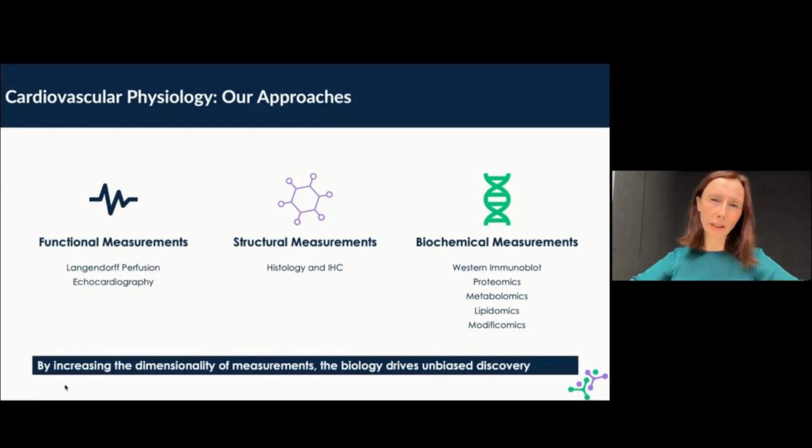Okay, and the thing that we like to consider is that anytime we can increase the dimensionality of our measurements, that's taking multiple measurements in a considered and parallel approach, we allow our biology to drive our research and to define what is important rather than us coming in with a preconceived notion, and it allows for that unbiased discovery component of our cardiovascular research.